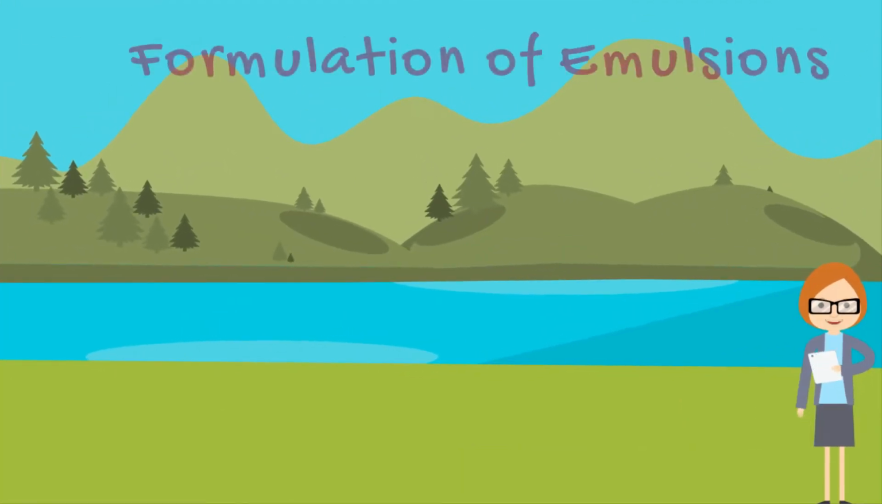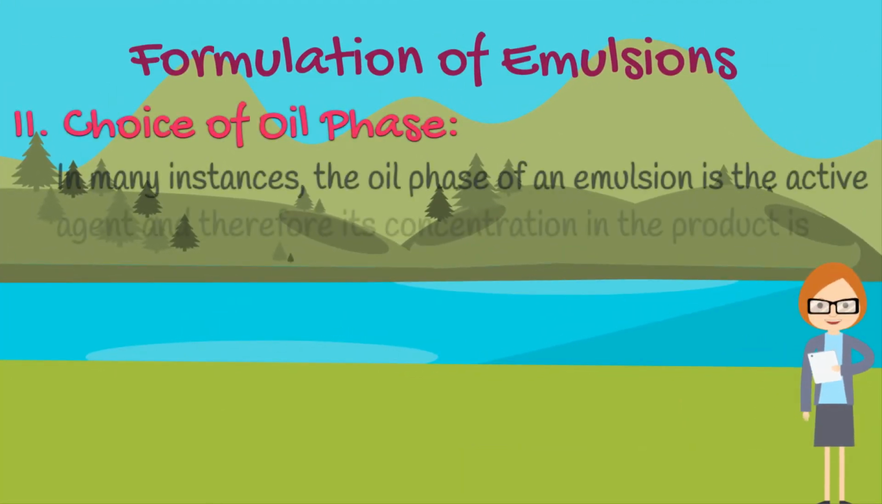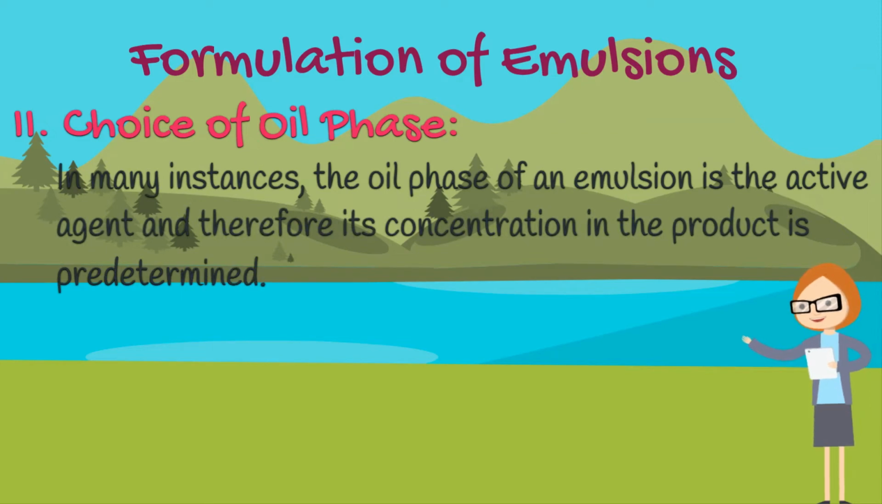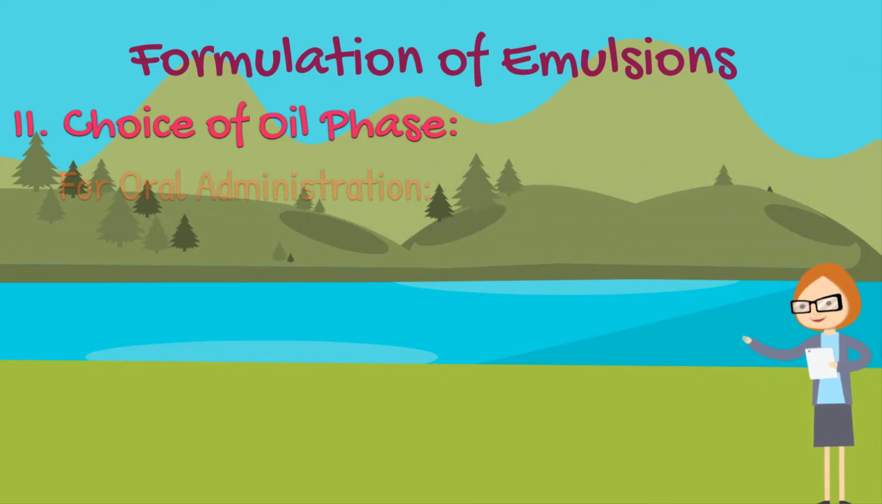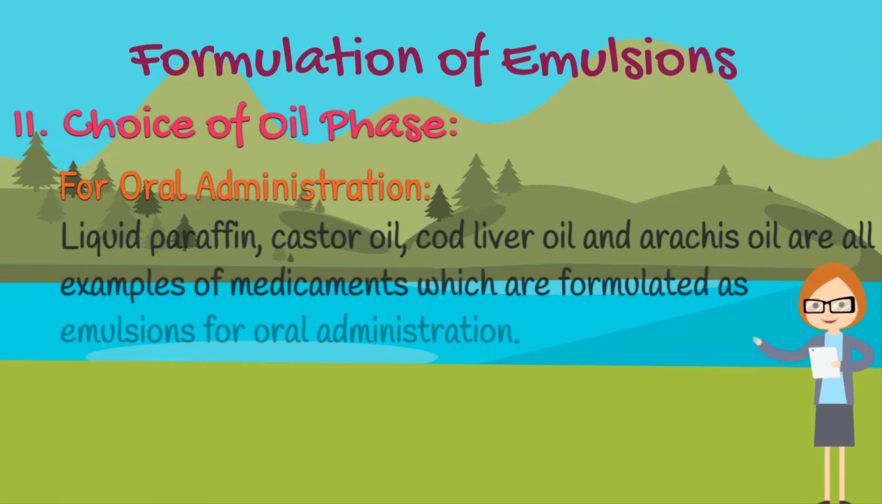Second is choice of oil phase. In many instances, the oil phase of an emulsion is the active agent, and therefore its concentration in the product is predetermined. Liquid paraffin, castor oil, cod liver oil, and arachis oil are all examples of medicaments which are formulated as emulsions for oral administration.